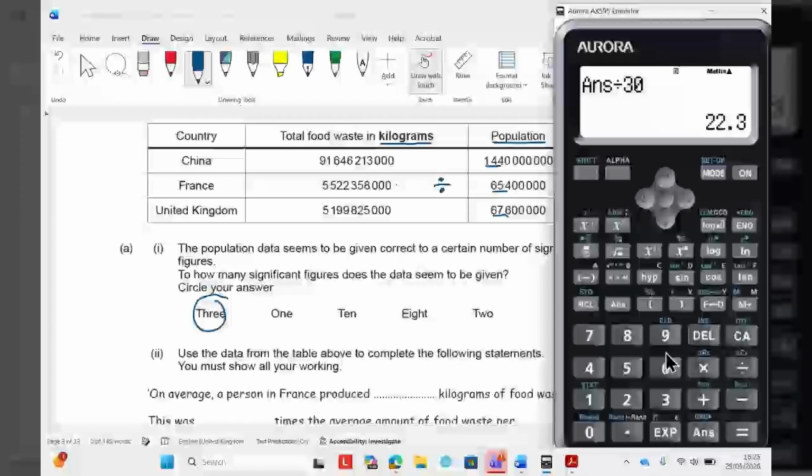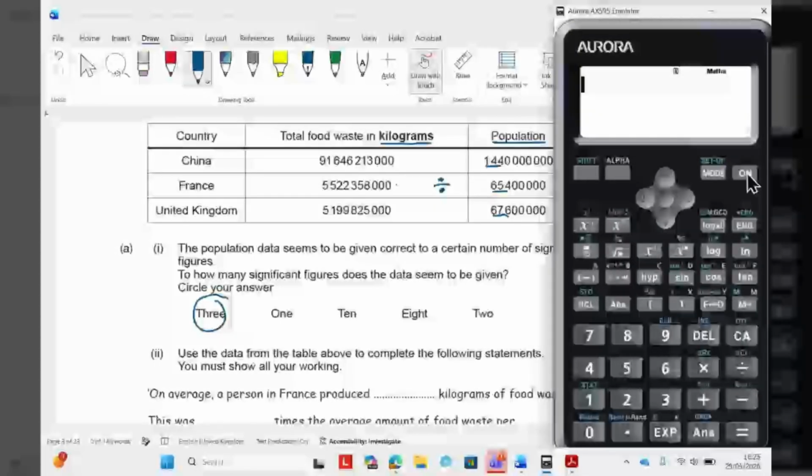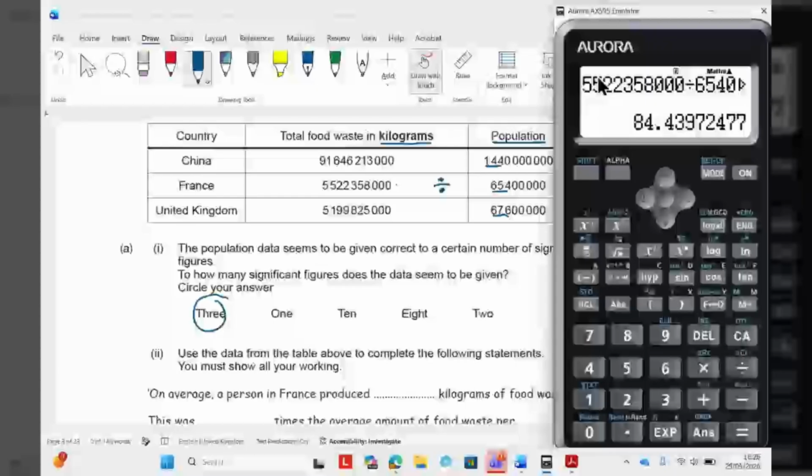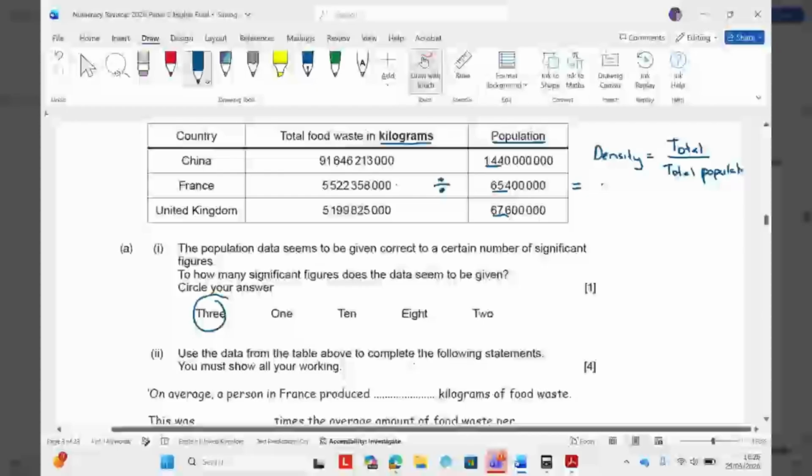Right, so let's start this thing again. We'll go 5, 5, 2, 2, 3, 5, 8, 8, 0, 0, 0, divided by, everything's calculated, which is nice, isn't it, in this exam? I think I got enough zeros that way, yeah, equals. Okay, so 84.4. Okay, that'll do. One decimal place will be perfect for that, I think.